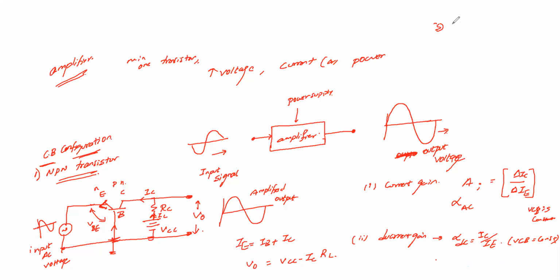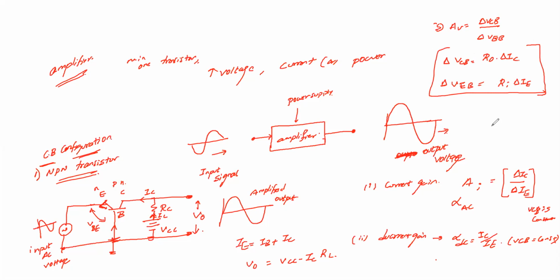So for the third one, AV is equal to del VCB divided by del VEB. Del VCB is equal to R naught into del IC, and del VEB is equal to R input and del IE, where IB is grounded here. So these are your input and output voltages. It is your third point.